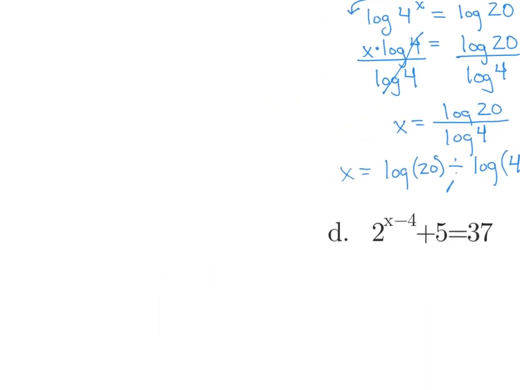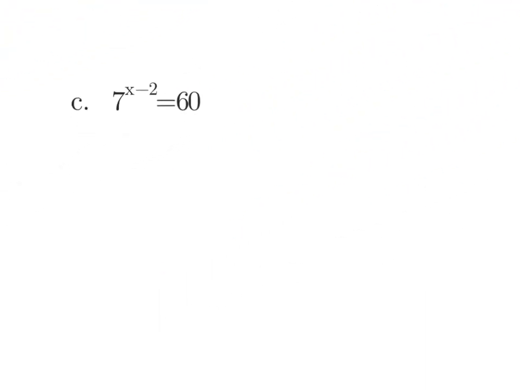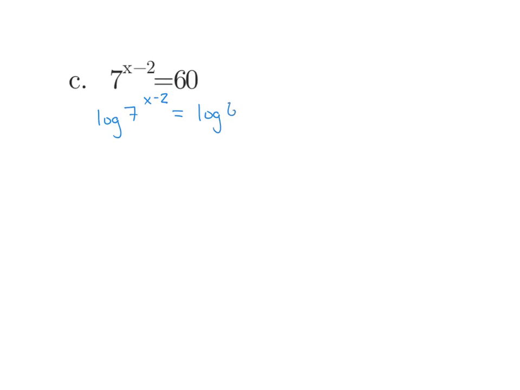Let's go ahead and look at another example. We have 7 to the x minus 2 equals 60. So same thing, there's no way to write 60 with a base of 7, so we are going to have to use logarithms in order to solve this. So I'm going to take the log of both sides again. We get log of 7 to the x minus 2 equals log of 60.